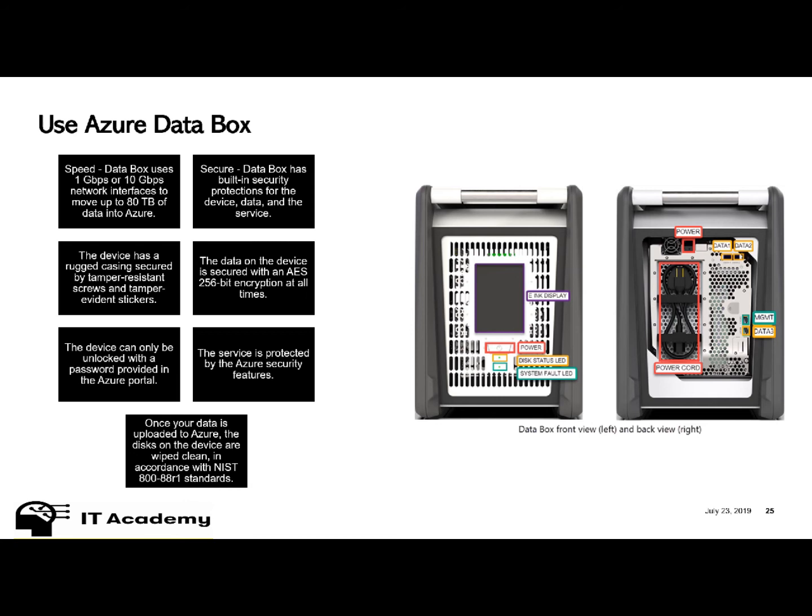The device can only be unlocked when we use a very complex password that's provided to us by the Azure portal. So, the person that created the Data Box job needs to be the one who accesses the portal to get that key back. Once our data has been uploaded into Azure, the disks in the Azure Data Box appliance are securely wiped, in accordance with NIST standard 800-88r1. That means there's a secure wipe of that data, and it's very unlikely somebody would be able to recover it by doing forensic analysis of the drive.